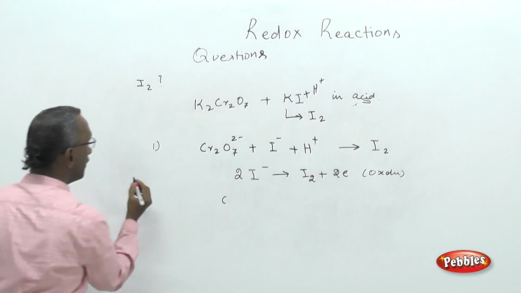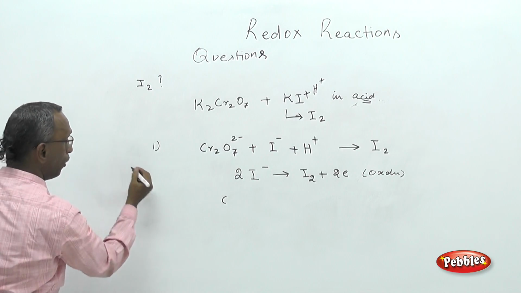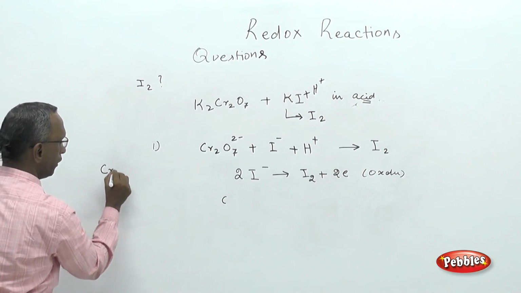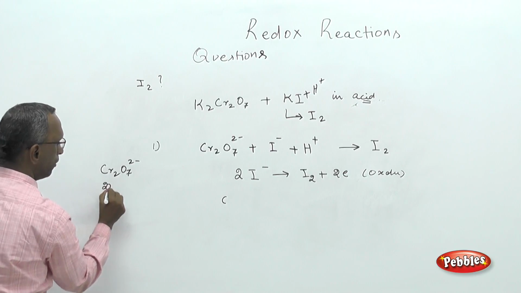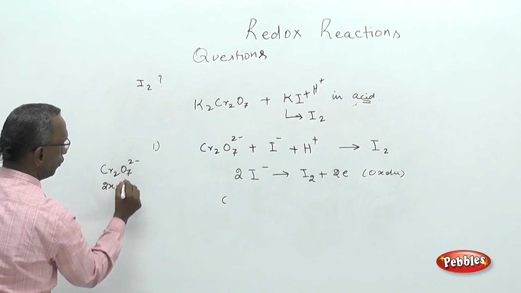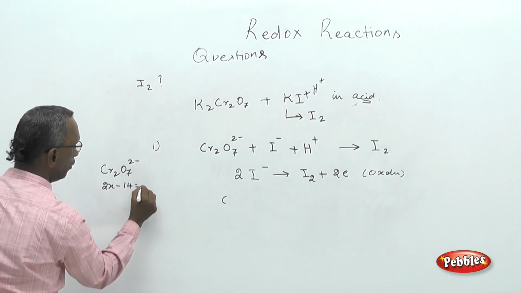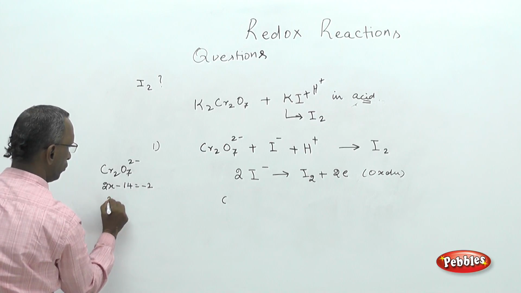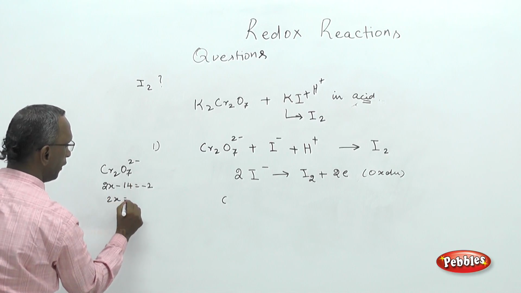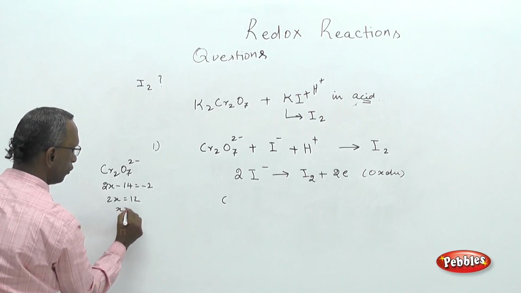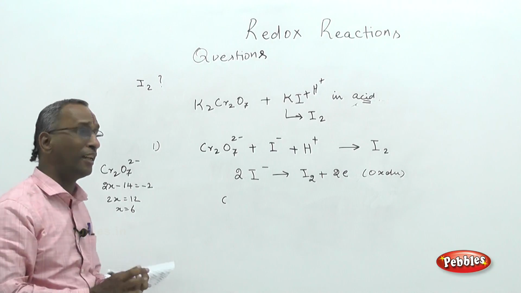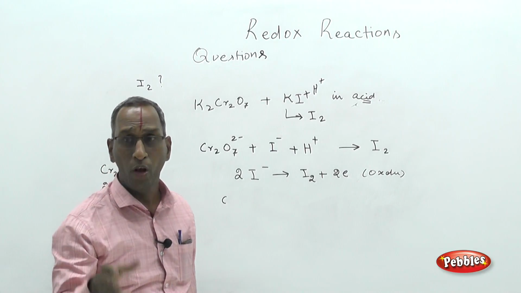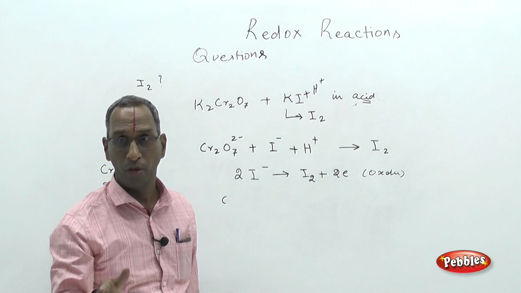Here, the chromium oxidation state we have calculated many times. Anyhow, repeat. Cr2O7 2 minus: 2x minus 7 twos are 14 equals minus 2. 2x equals minus 2 plus 14, that is plus 12. x equals 6. So the standard valencies of chromium are 3 and 6.